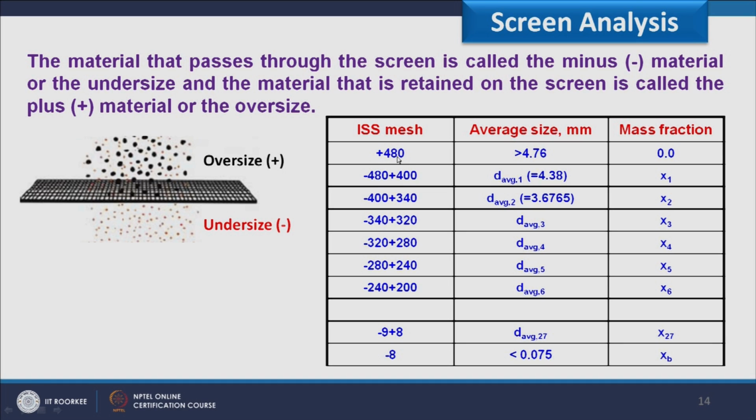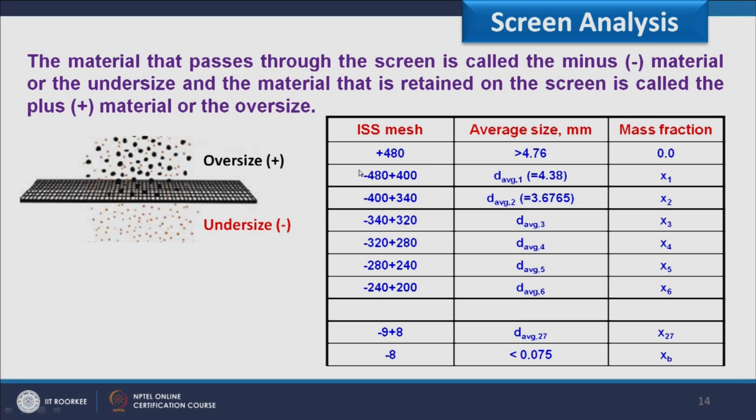Like, if I consider this plus 480 mesh, it means material which has to be retained on it, that we have to represent over here, which in this case is 0. It has size greater than 4.76. How have we obtained this value? By referring to the standard Sieve chart.